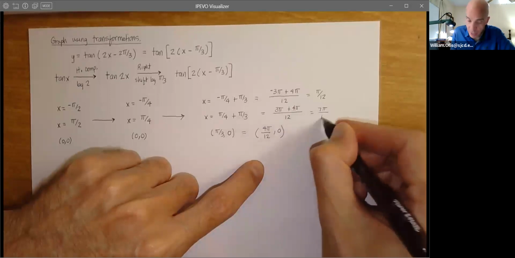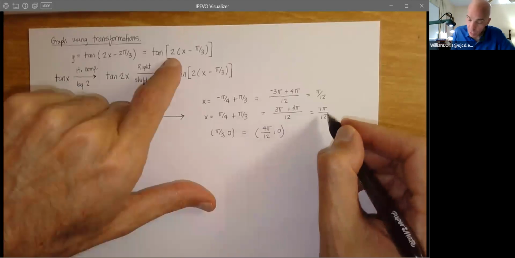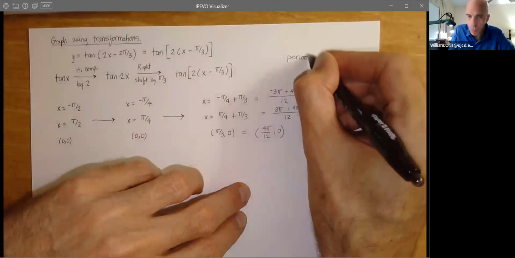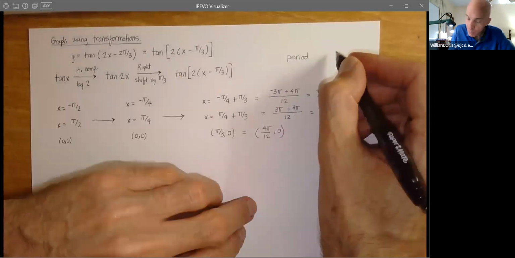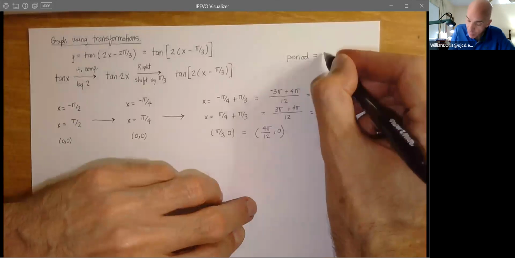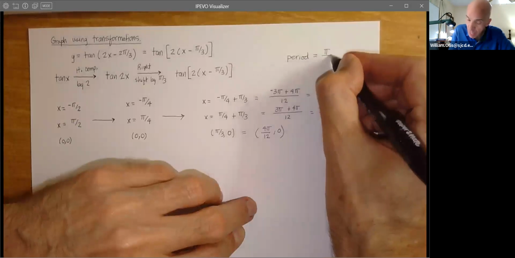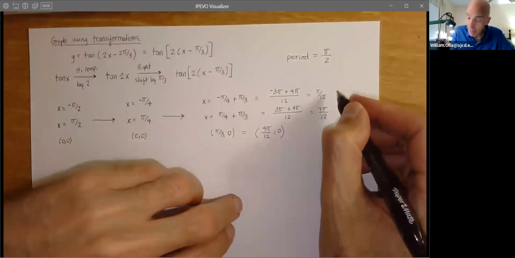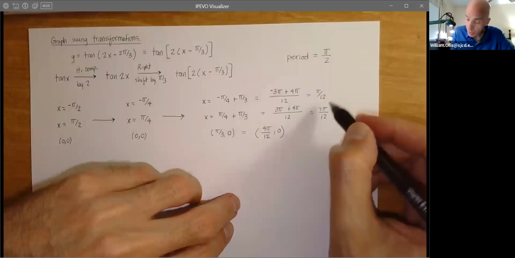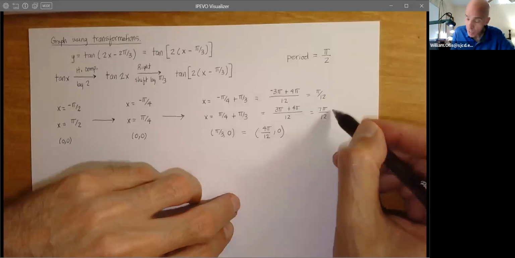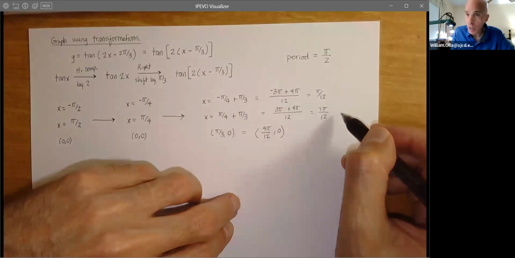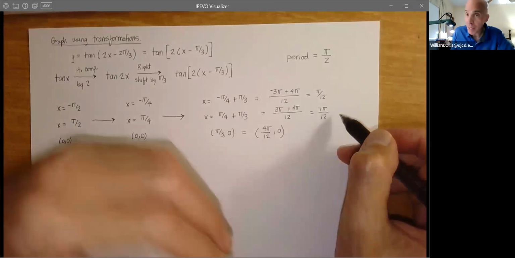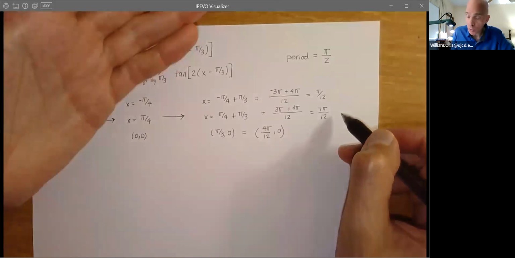Now, what we notice here is that because of the 2 here, when we think of the period, I didn't go ahead and compute this. I mean, we know what the shift is, the phase shift, so to speak, but this is just pi divided by 2. The principal period we know is pi. So we divide that by k to get pi over 2. And so when we look at the distance between these two asymptotes, it's just 6 pi over 12, which is pi over 2.